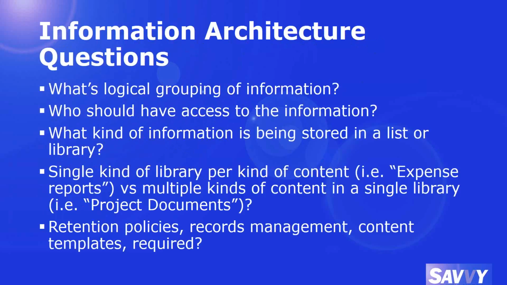In terms of who should have access to the information, security is a huge thing. How you structure your sites, your subsites, and your libraries may be dependent on who should have access to that information. You also want to think about the kind of information that's being stored in a list or library. For example, like I had in my demo, am I going to store all my expense reports in a single library, or am I going to create a kind of library that can contain multiple kinds of information?